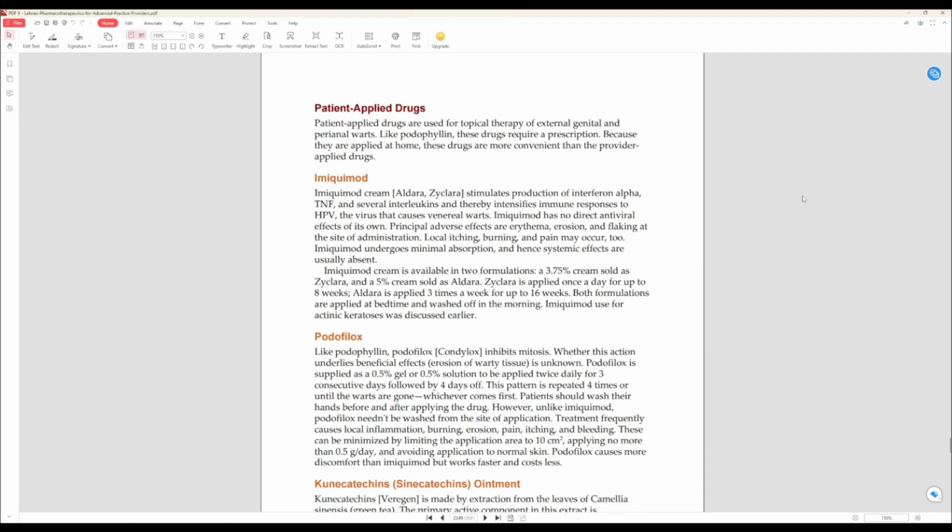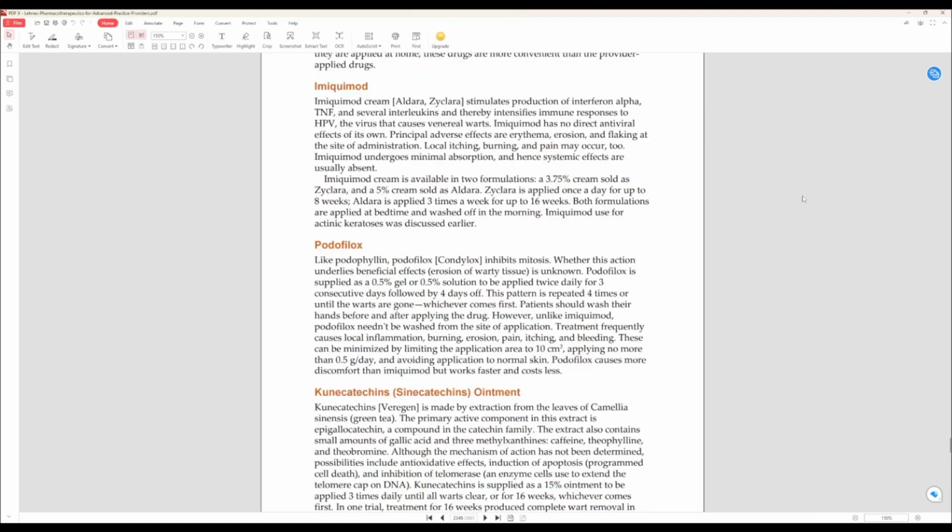The cream is available in two formulas, sold as Zyclara and Aldara. Just hit pause and take a look at the different prescription dosages. Zyclara is applied once a day for up to 8 weeks, while Aldara is applied 3 times a week for up to 16 weeks. Both formulas are applied at bedtime and washed off in the morning. Imiquimod use for actinic keratosis will be discussed a little later.